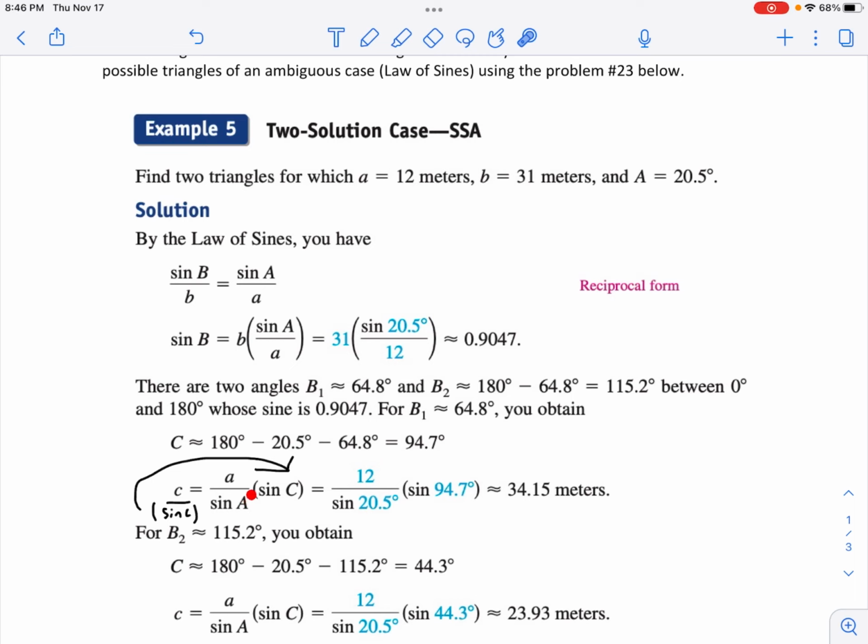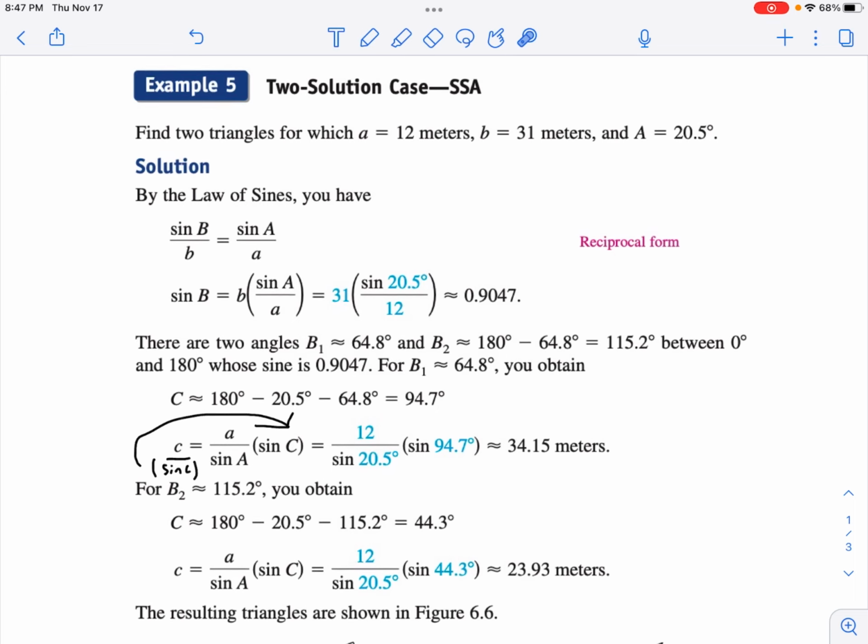Now from there, we're just going to use a reciprocal here. We're going to put a over sin A, because it's the same thing as sin A over a. So that'll be 12 over sin 20.5. And now, because sin C is over on the bottom, we can times it by sin C, and it will cancel out. So we put sin 94.7 times that, and that will equal the length of c, because it's reciprocaled, and that'll be 34.15.